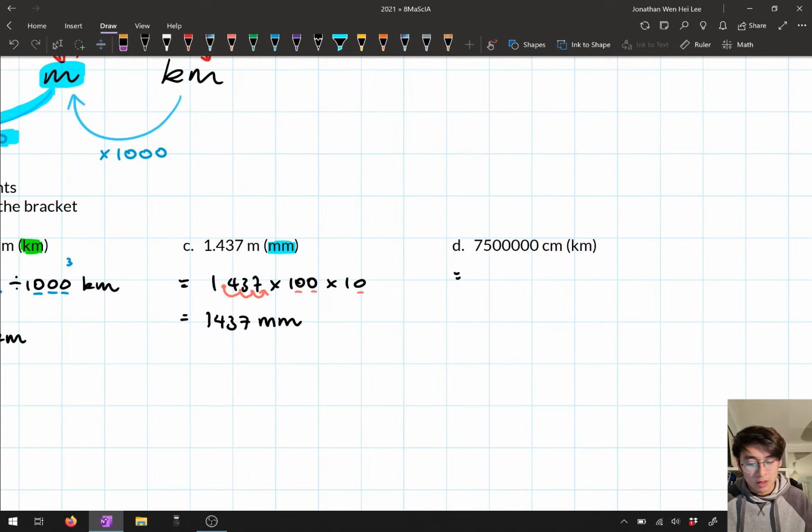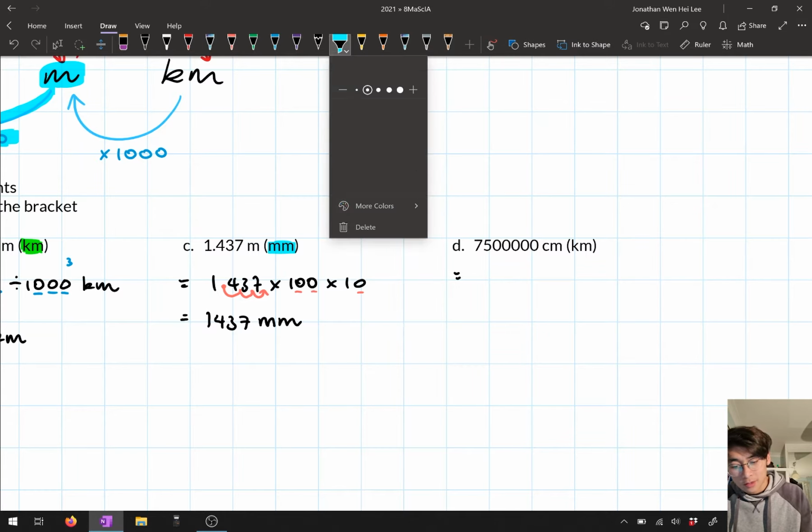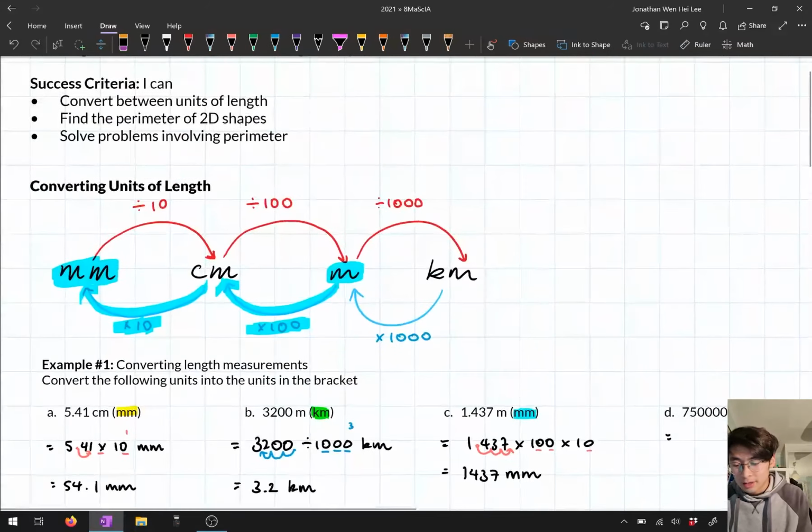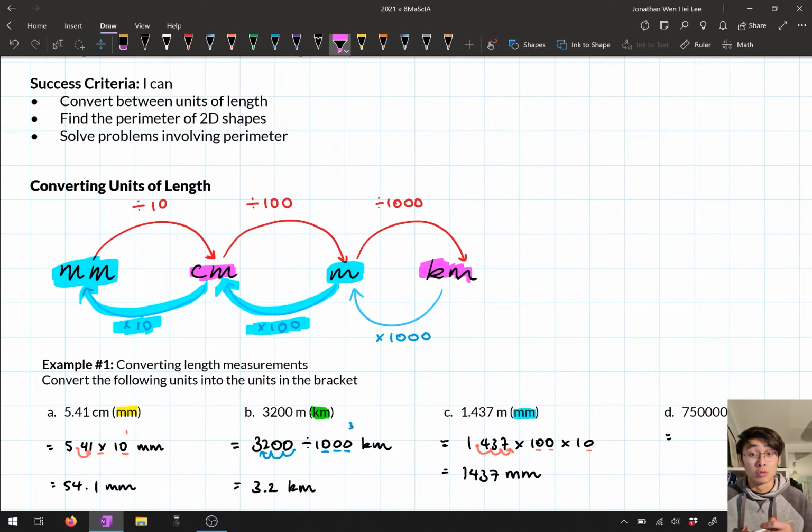7,500,000. I've got 7,500,000 centimeters, and I want that in kilometers. Now, notice here once again, when we are going from centimeters all the way to kilometers, if you have a look at my diagram, centimeters is over here, kilometers is all the way here, and we actually have to go through 2 conversions.